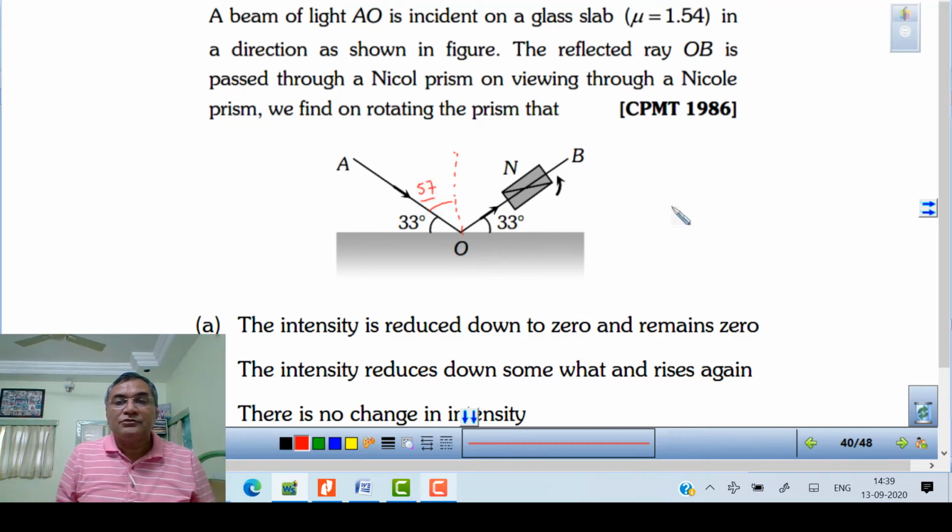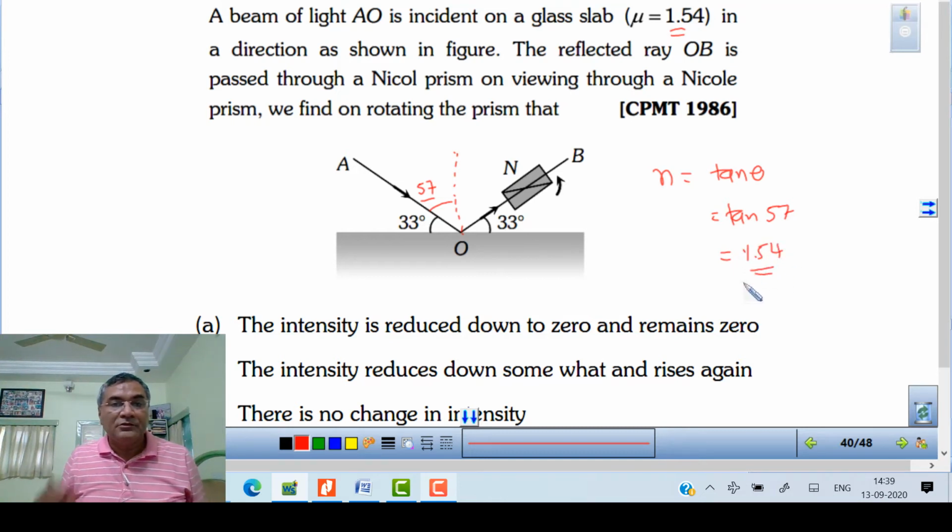So if you check, n is equal to tan theta, and tan 57, if tan 57 is equal to 1.54, it is supposed to be given, then you come to know. So it is 1.54. So what is happening? This is the angle of polarization. So this is polarized light.